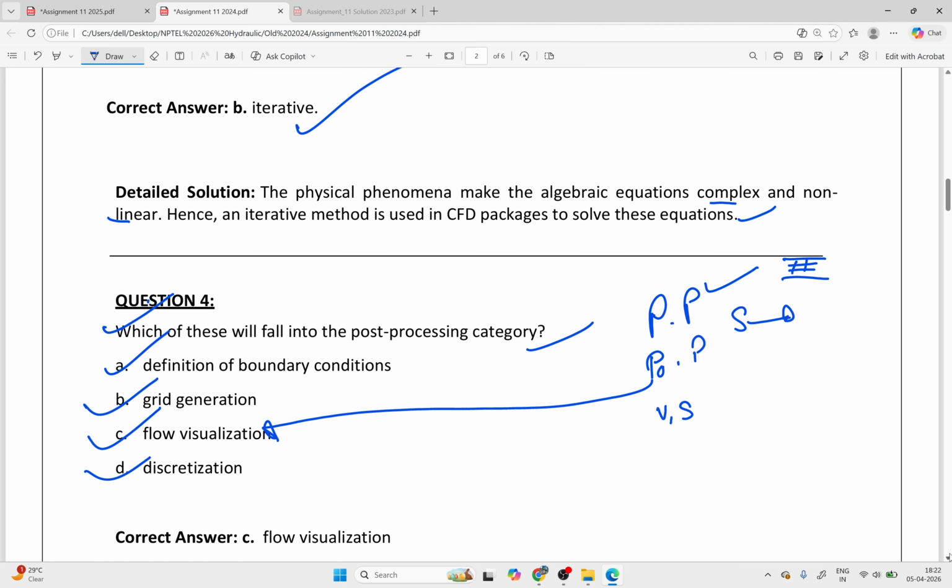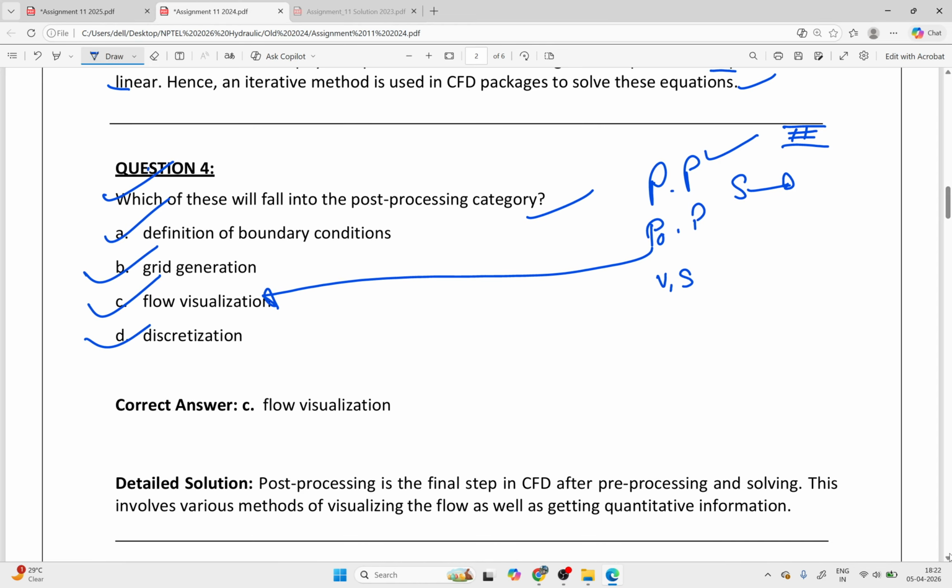Now let us move on to the next one. Okay, so let me just read the detailed solution. Post-processing is the final step in CFD after pre-processing and solving. Solving means your simulation, and this involves various methods of visualizing the flow as well as getting quantitative information. Various methods of visualization.